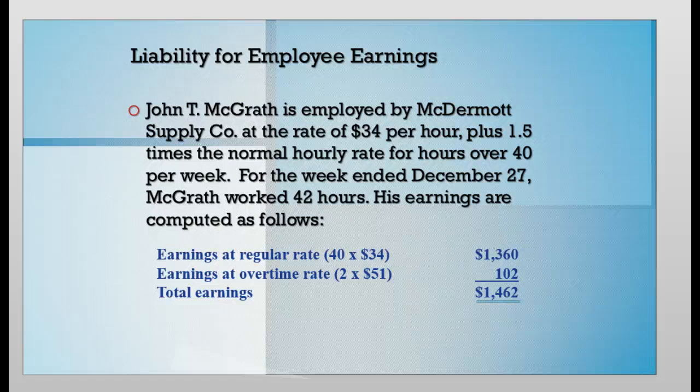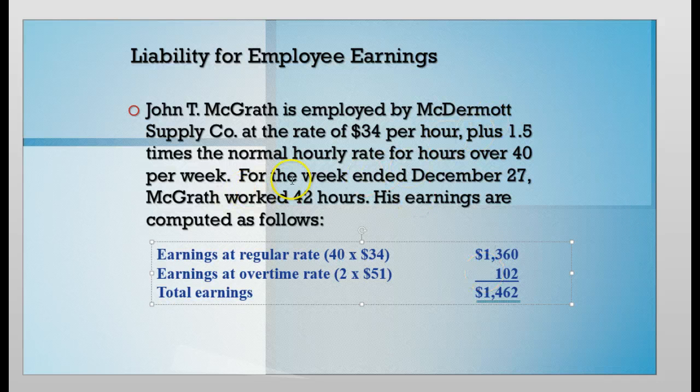We're going to look at a gentleman who's employed for a supply company. He's being paid $34 an hour, plus he gets overtime at 1.5, everything over 40 hours, which is a typical condition of work. And he worked 42 hours this week. So his regular calculation is 40 hours at $34, so it comes to $1,360.